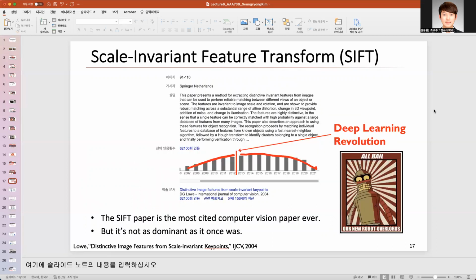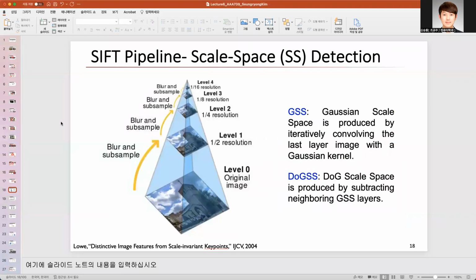Anyway, so this is the SIFT paper. Question. Question. No? Okay.